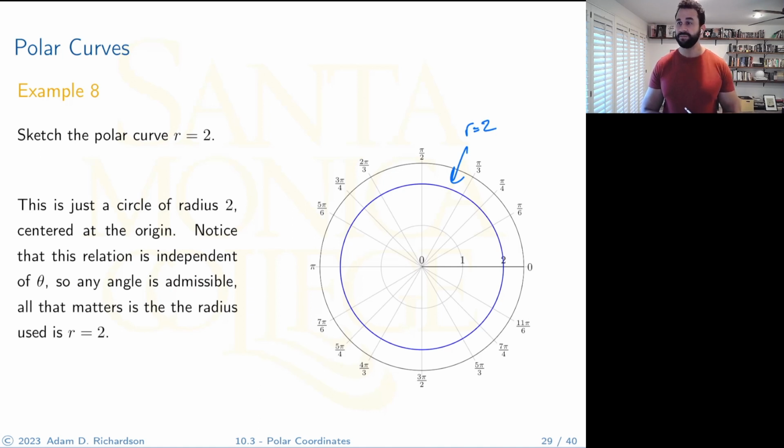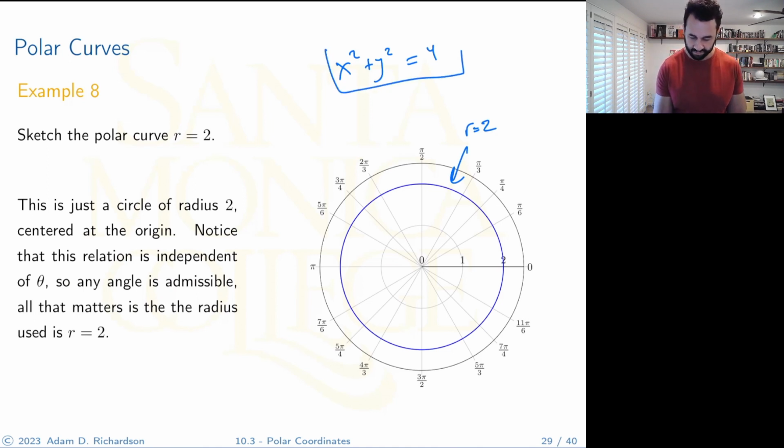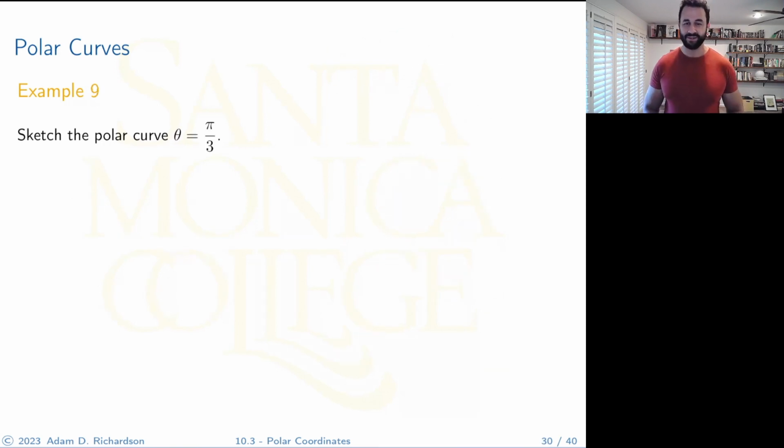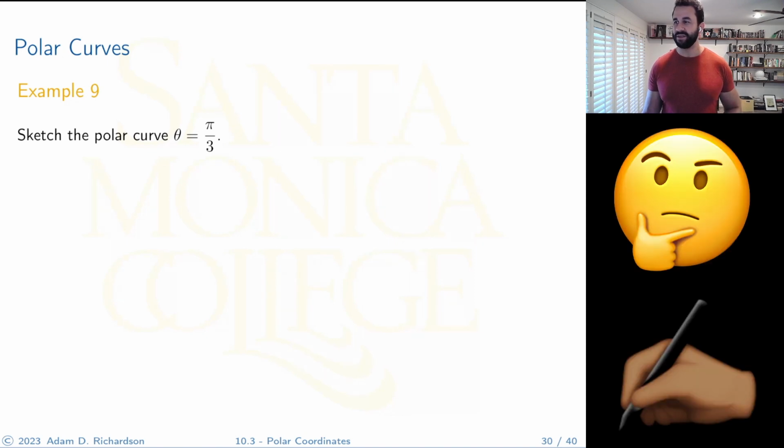Just r equals 2. Compare that to a Cartesian form, which would be this. x squared plus y squared equals 4, there we go. That's a circle of radius 2 written in Cartesian form. Same thing. Pretty cool, huh? All right, how about this one? So this one I want you to try again too. So think about it for a minute and then try to sketch it.